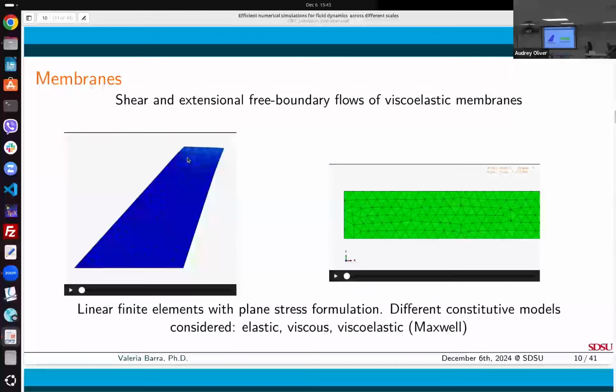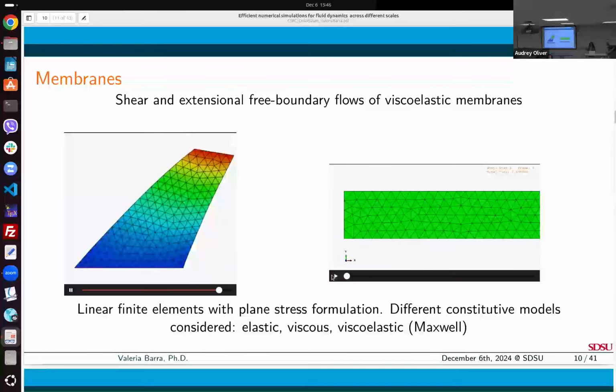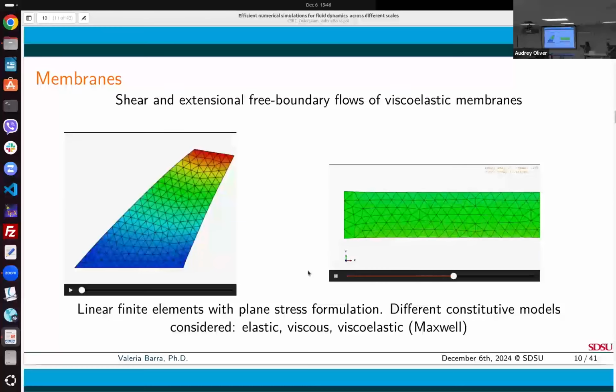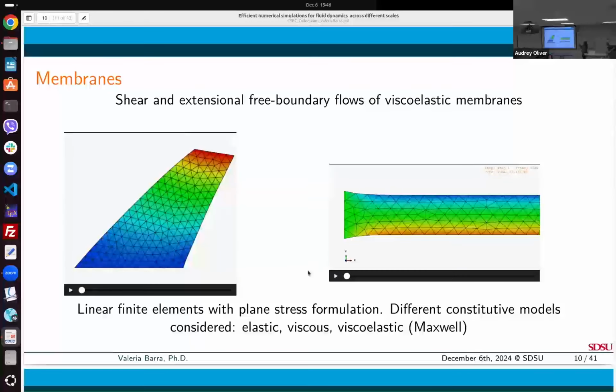A second part of my PhD thesis analyzed instead viscoelastic membranes. For this part, I used linear finite element analysis under a plane stress formulation. And in here, I also, again, compare different constitutive models. So I played around a little bit with linear elasticity or linear viscoelasticity due to the Maxwell model. So you can think of this like a shear problem on the left panel and an extensional problem on the right panel. You can think of this as being gel-like materials described by the Maxwell model. So some gel-like soft matter type of membrane, okay, being sheared or elongated.